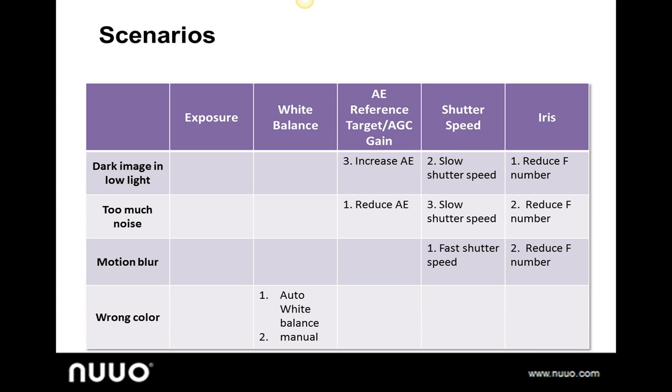So here are some case scenarios. As you can see, with exposure, white balance, AE reference target, shutter speed, and iris, this is a table that teaches users which parameters they have to adjust in different kinds of scenarios.